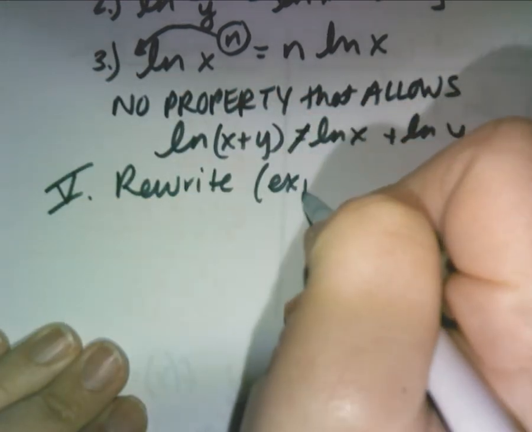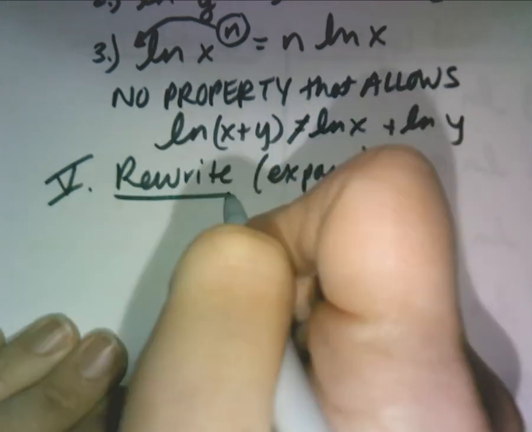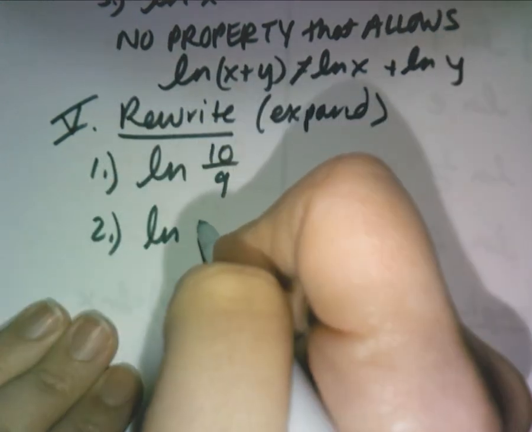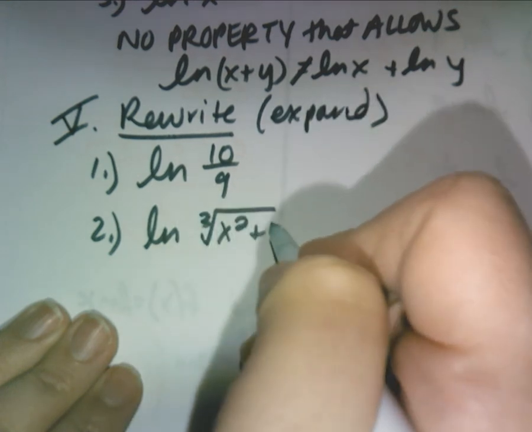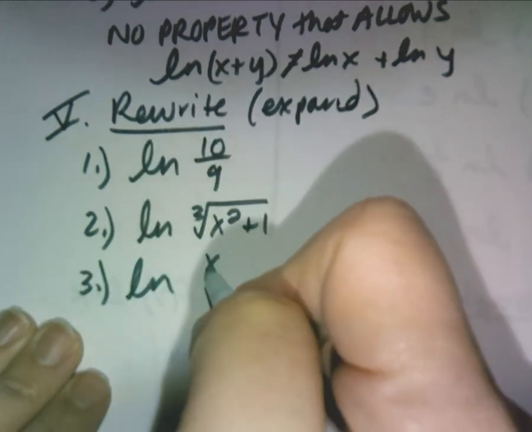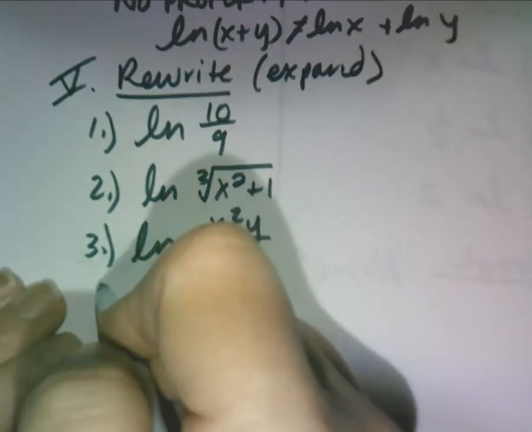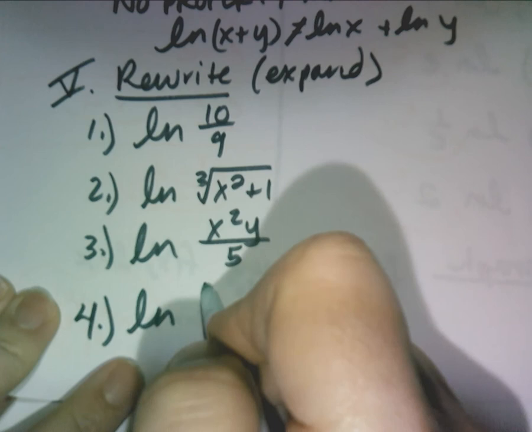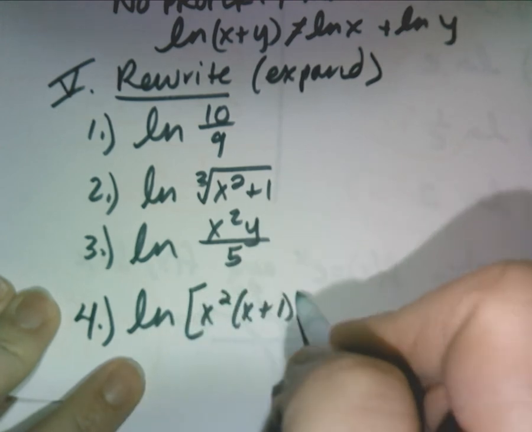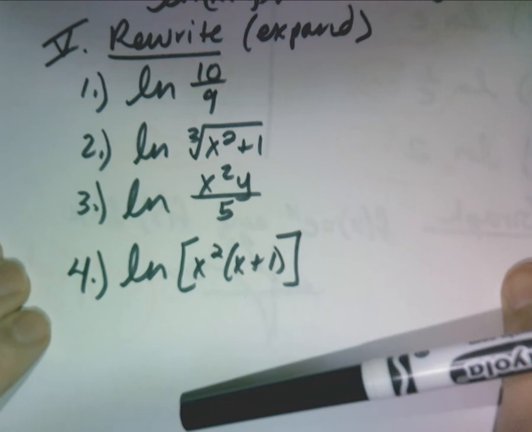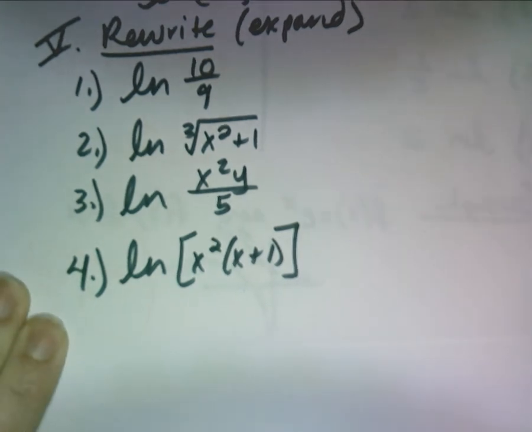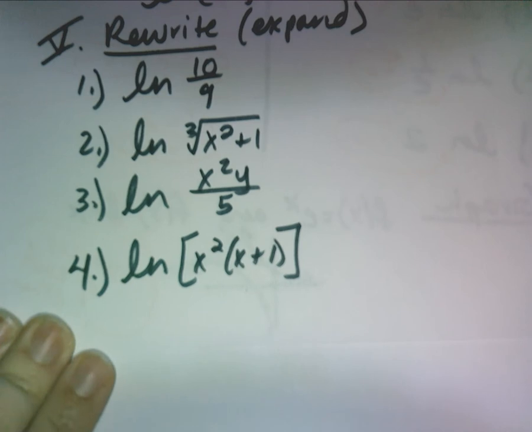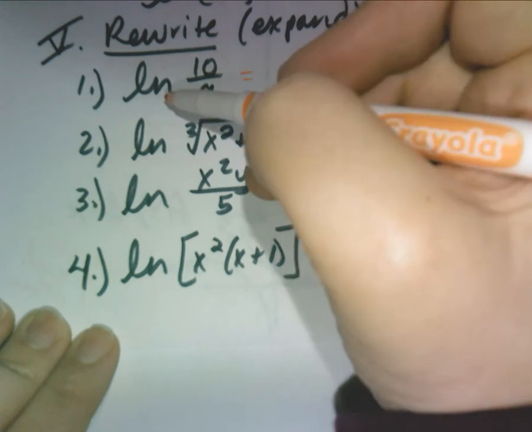All right, so we're going to rewrite by expanding, then we're going to rewrite by condensing, and we're going to solve, and we're done. Okay? ln of 10/9. Rewrite that for me. ln of the cube root of x squared plus 1. ln of x squared y over 5, and we'll do one more. ln of x squared times x plus 1. That is a cube root, sorry. All right, so what I want you to do, and again, homework tonight will say expand them. So rewrite this for me. This would be ln what?